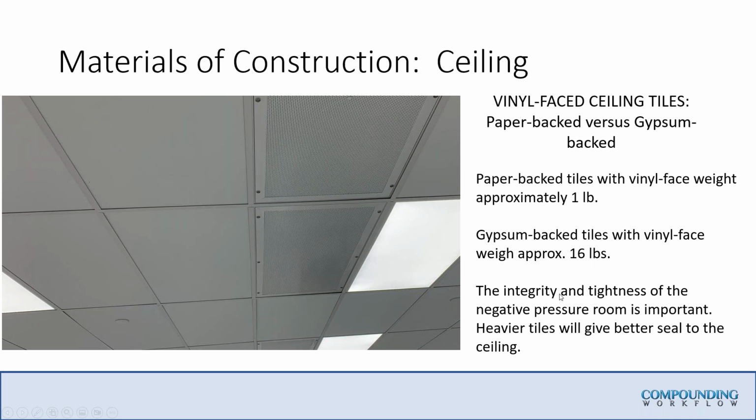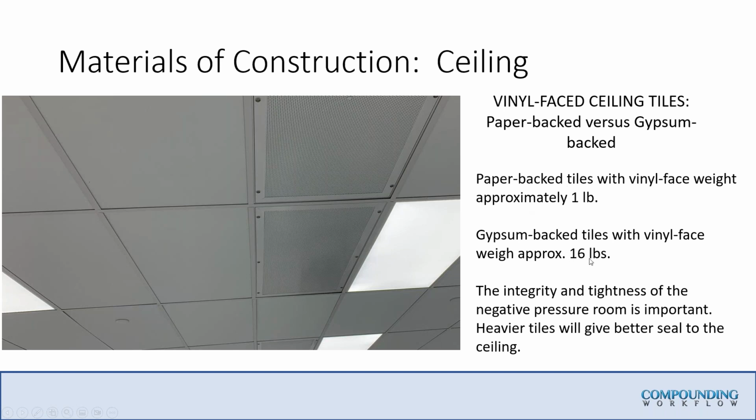So the integrity and the tightness of the negative pressure room is everything. Remember, I told you earlier, try to think submarine hatch, submarine hatch. You've got to caulk the ceiling grid to the wall. You've got to clamp those tiles. Well, what do you feel like is going to get a good natural compression to the ceiling grid, a 1 pound tile or a 16 pound tile?